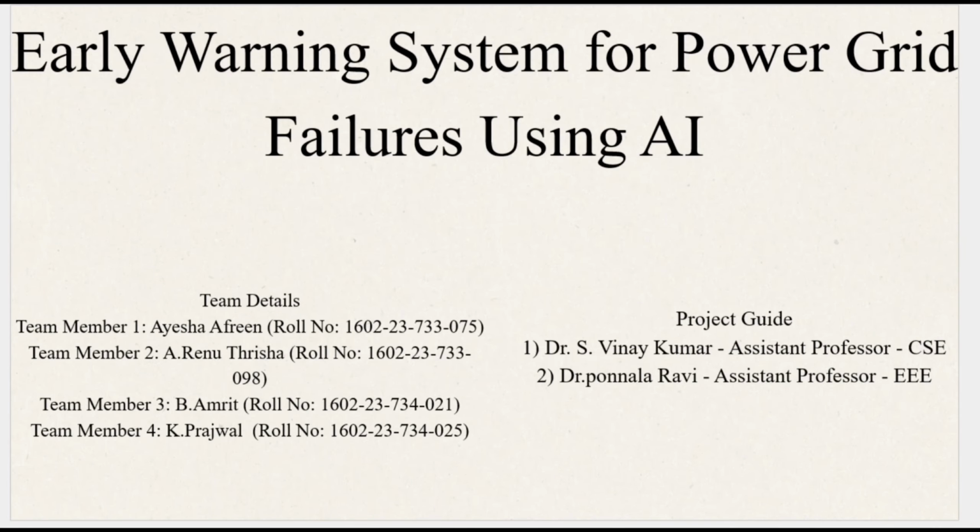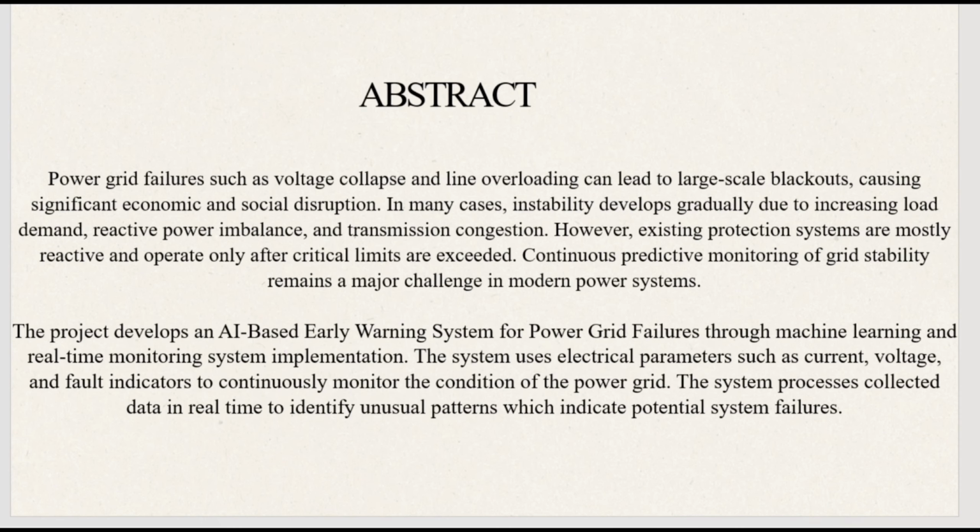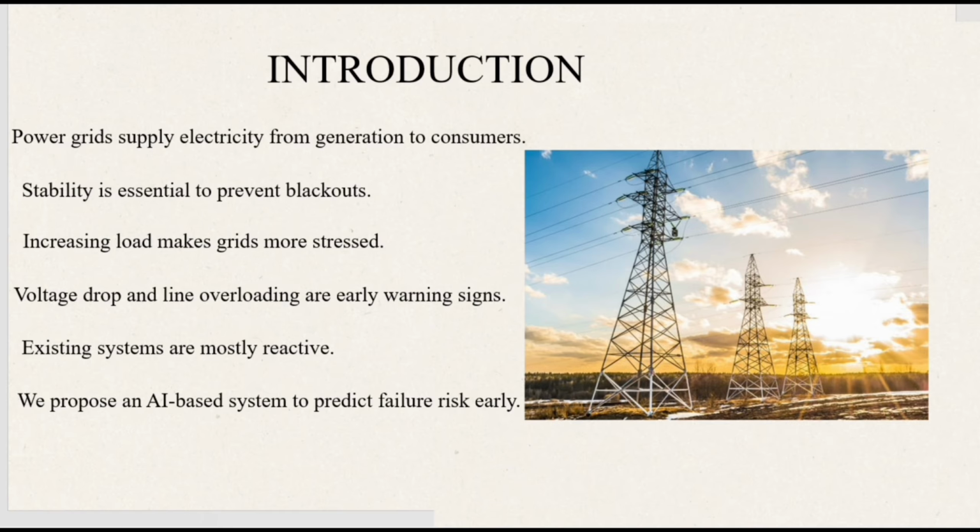Good morning. Our project is an AI-based early warning system for power grid failures. Power grid failures can happen because of overloads, voltage changes, or equipment failures, which may lead to power cuts. Our project helps predict these problems before they happen by monitoring important electrical parameters and using AI to detect unusual patterns. The system gives early alerts. This helps in preventing the failures and improves the reliability of the power grid.